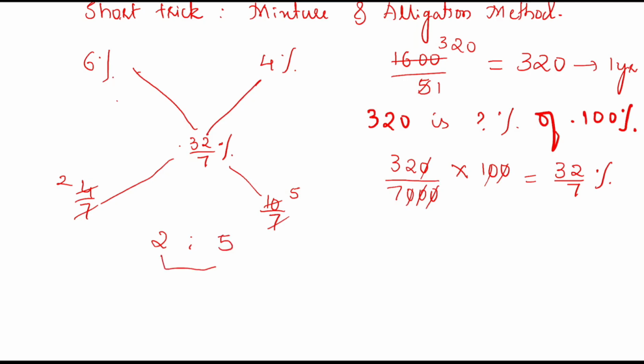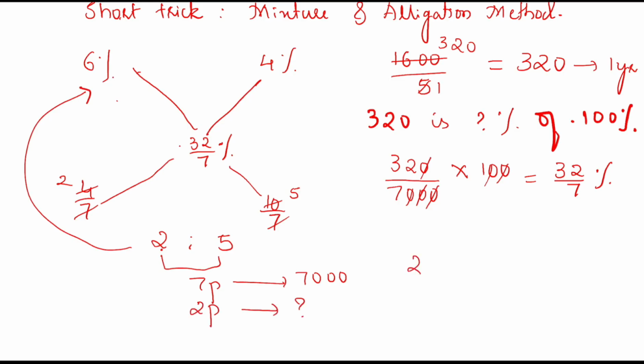Now we know that the total in the ratio is 7 parts, so 7 parts is 7000. We want only 2 parts, because 2 parts is the money lent at 6%. So 2 parts is how much? It is 2 by 7 into 7000. 7s cancel, so 2 into 1000 is 2000. So directly, solving in this simple way, we got the answer, that is 2000.